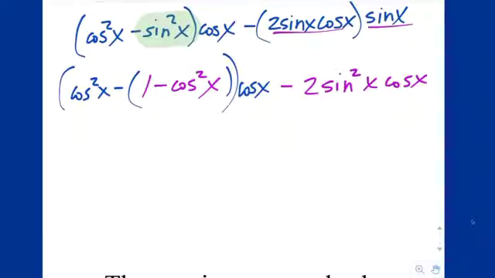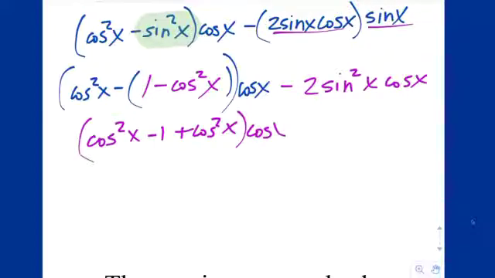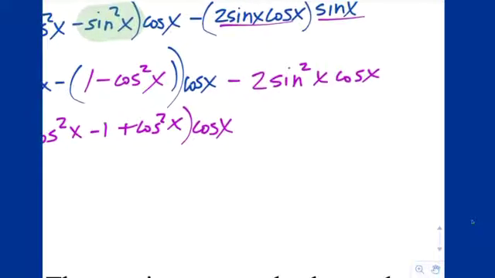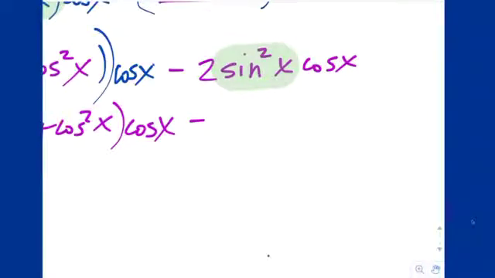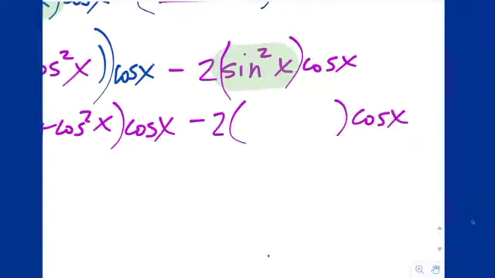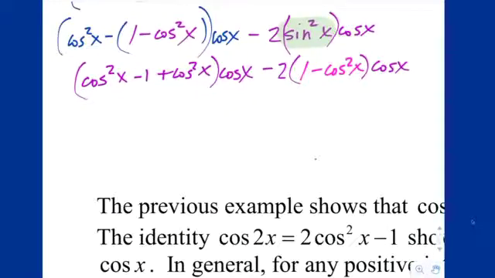All right, then over here, this becomes cosine squared of x minus 1 plus cosine squared of x. That's carefully distributing. And in the second term, well, what can I do here? I have a sine squared. And remember, I want it eventually all to be in terms of cosine. So I can do the same thing. I can put it in parentheses and replace sine squared with what? 1 minus cosine squared.